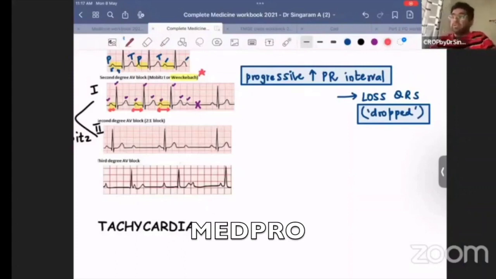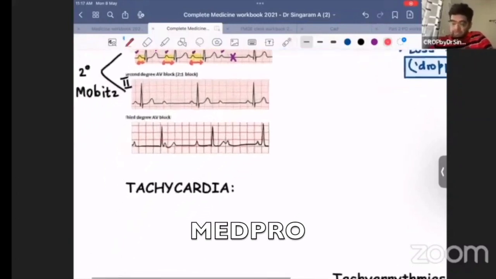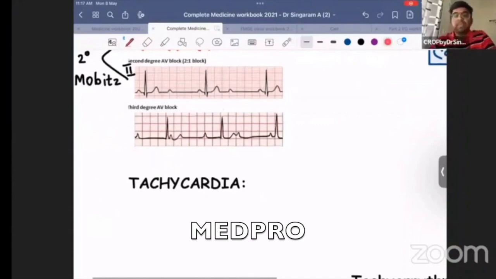I hope we are able to follow this. Progressive increase in the PR interval followed by a missed QRS or a dropped QRS. This is what we call second degree heart block, Mobitz type 1 or Wenckebach phenomenon. Moving on to the next one. What is the next one? Second degree AV block, type 2 Mobitz.